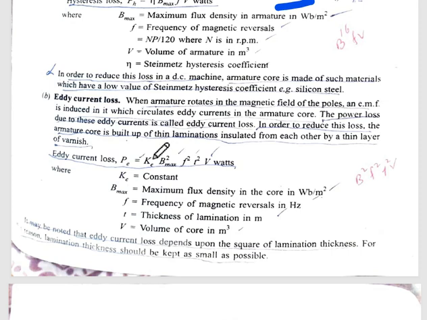P_e = K_e B_max squared f squared t squared V watt, where K_e is a constant. B_max is the maximum flux density in the core in Weber per meter square, f is the frequency of magnetic reversal in hertz, t is the thickness of lamination. जितनी इसकी थिकनेस ज़्यादा होगी एडी करंट लॉस उतना ही ज़्यादा होगा। हम थिकनेस को कम करके एडी करंट लॉस कम कर सकते हैं। V is the volume of core in meter cube.